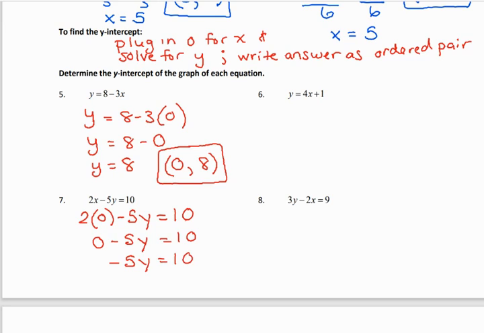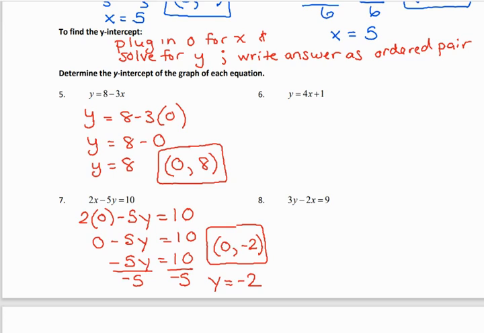Don't drop that negative sign, though. And now we can divide. So I get y equals negative 2. 10 divided by negative 5 is negative 2. And we write that as our ordered pair. Again, x is first. We said 0 was x, and we solve y is negative 2. Any questions? Are you writing things down, everybody? All right, I hope so.